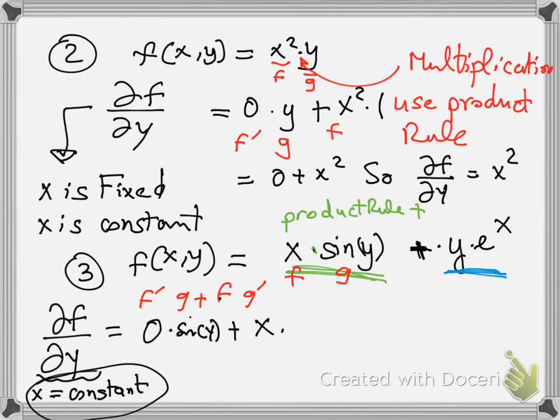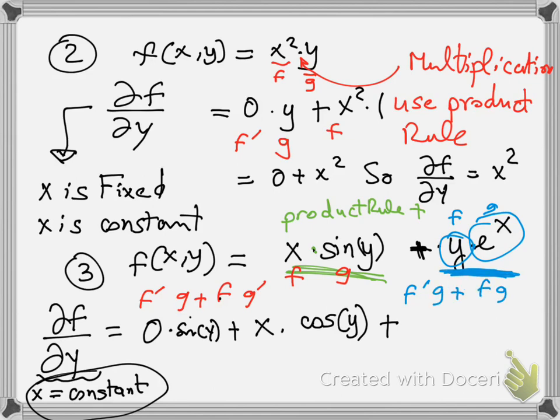Here y is not a constant, it's a variable. So what's the derivative of sine of y? It's like asking what's the derivative of sine of x, which is cosine of x. So the derivative of sine of y is cosine of y. So it's x times cosine of y. That's the g prime. Plus, now let's move to the blue term. Again, it's a multiplication, so we're going to use the product rule: f prime g plus f g prime.